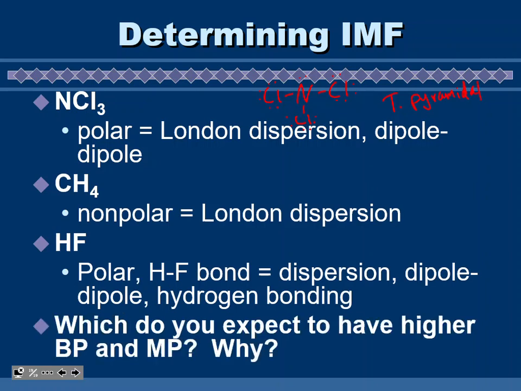Which do you expect to have the higher boiling point and melting point, and why? HF, very good, because it has the strongest intermolecular force, so it has the strongest cohesiveness, holding it together. Those forces have to be overcome in order to separate and spread out. So in order to go from a solid to a liquid, those hydrogen bonds between the HF, those have to be overcome by heat in order for them to spread out and become a liquid.